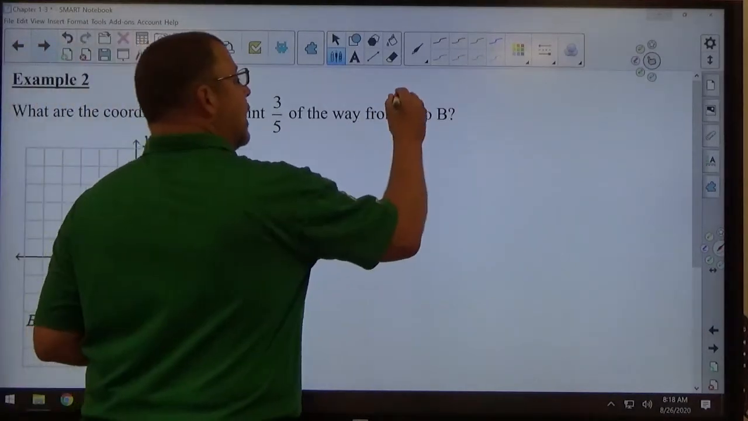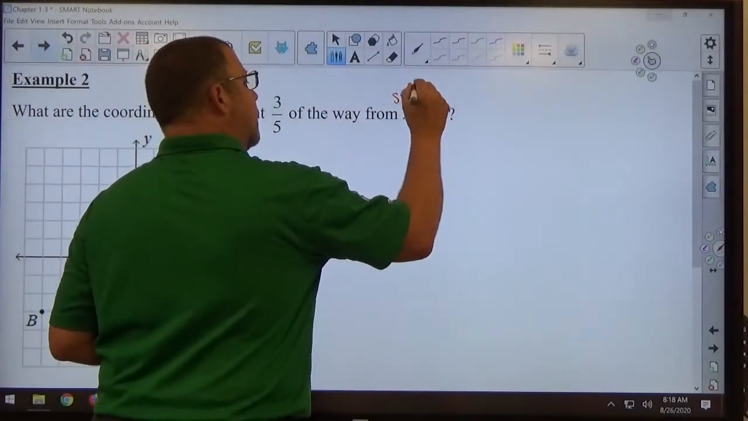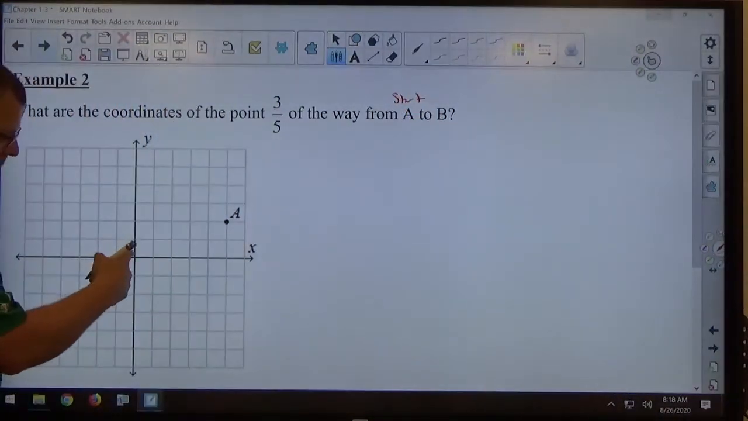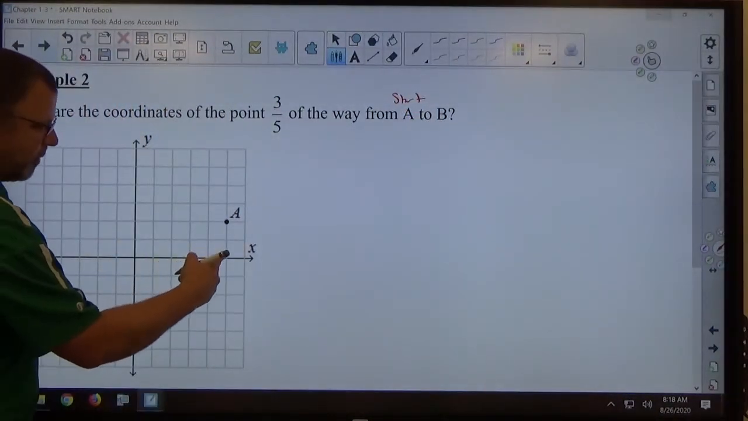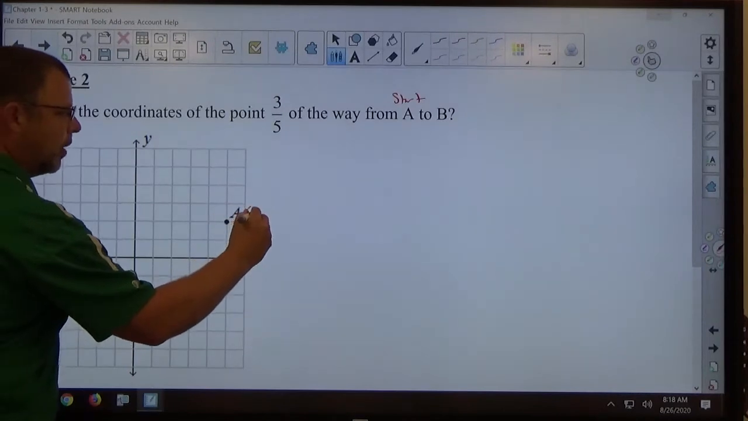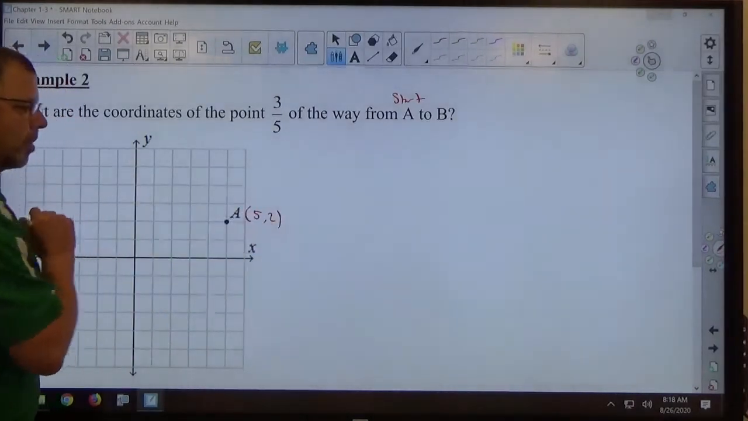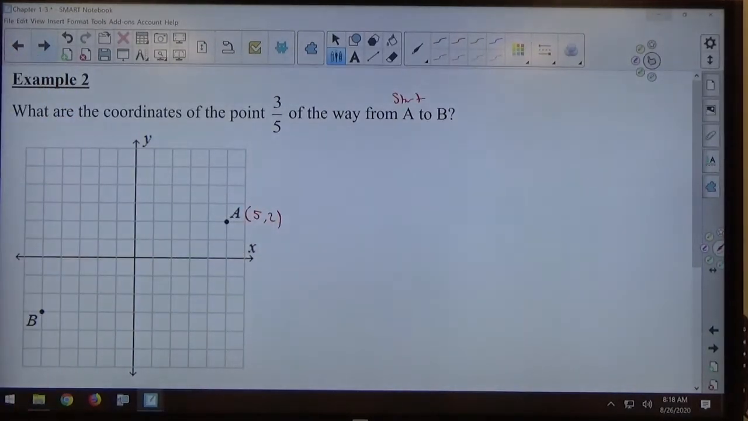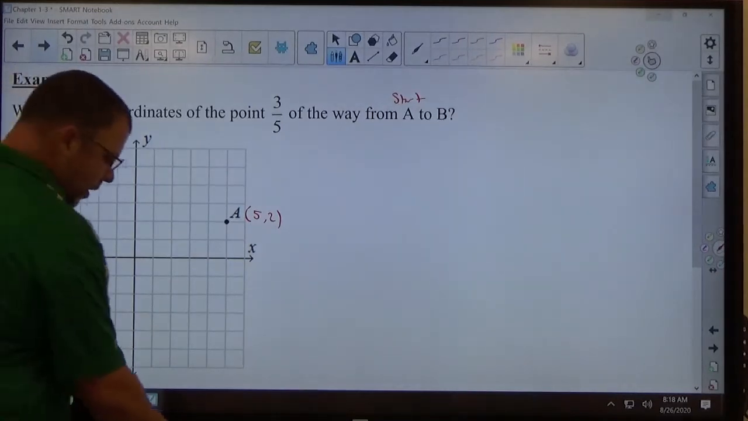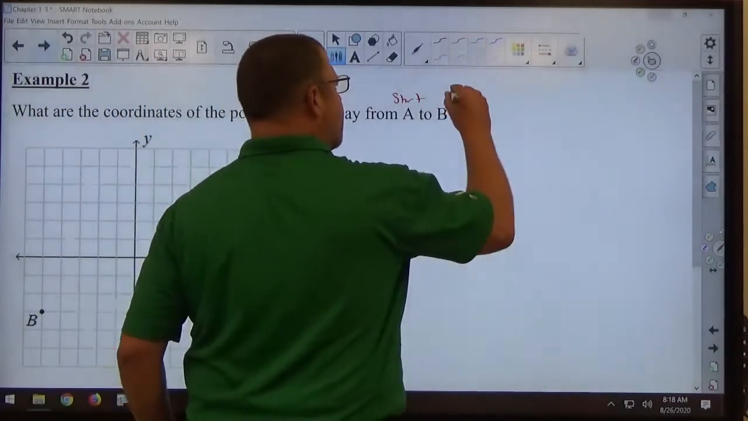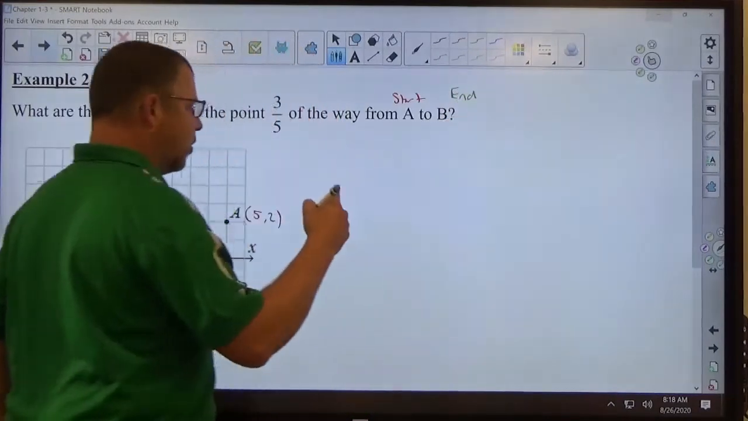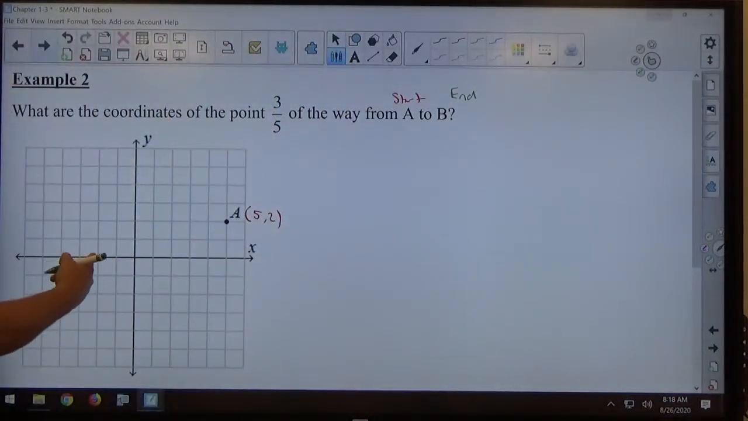So we're starting at A, and A's coordinates would be 1, 2, 3, 4, 5 to the right, and 2 up from the origin. So A is 5, 2. Always X, Y order when you're identifying coordinates. And then we're going to be ending at B. So when we look at B's coordinates, we're going 1, 2, 3, 4, 5 left, and 1, 2, 3 down. That's -5, -3.